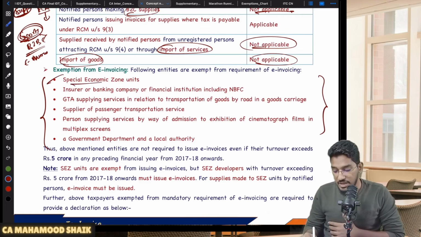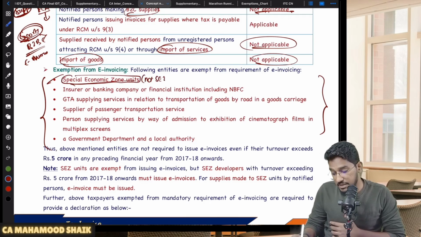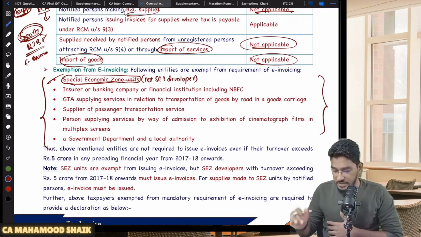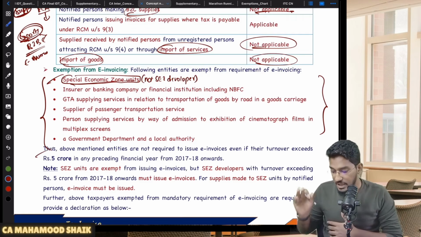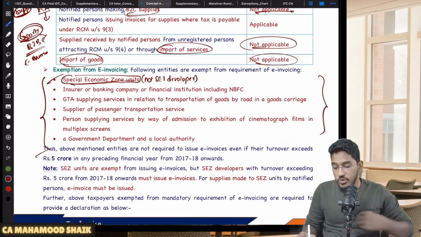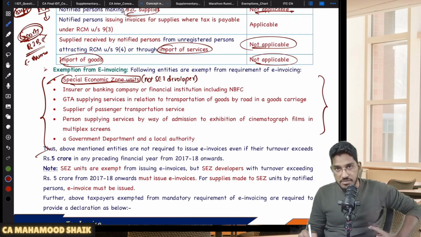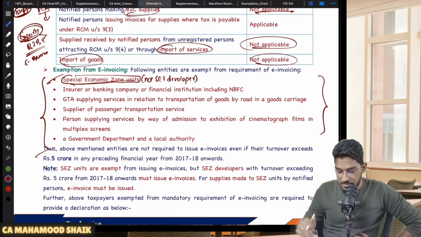This list you have to remember: SEZ units. And one more important point, exemption is there only for SEZ units, not for SEZ developer. For SEZ developer, will e-invoicing be applicable? Yes. This I have anyhow given below, but it is very important, you have to remember, only SEZ units are exempted from e-invoicing, not SEZ developer.